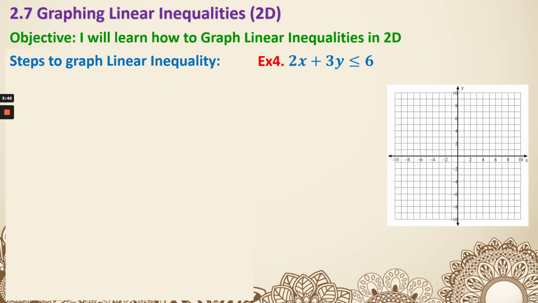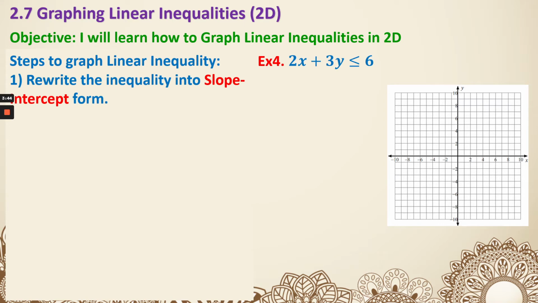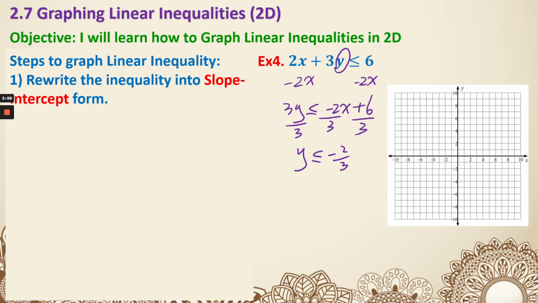Now let's see how we can actually graph. Step 1, we're going to rewrite the inequality into slope-intercept form. So solve for y, and subtract x on both sides. We got 3y is less than or equal to negative 2x plus 6. We're going to divide everything by 3. That's y is less than or equal to negative 2 over 3 x plus 2.